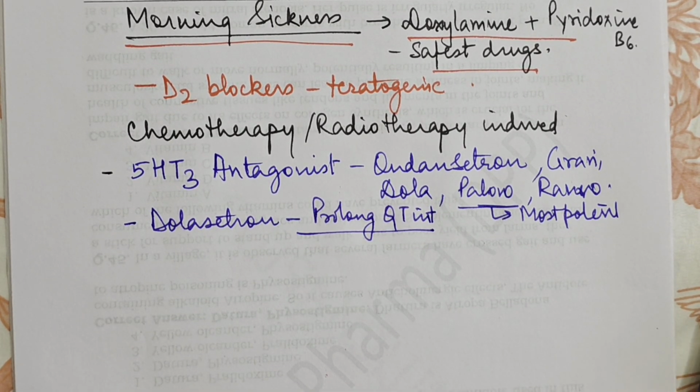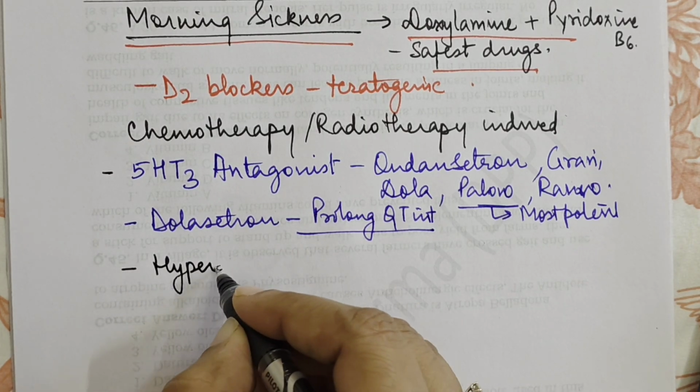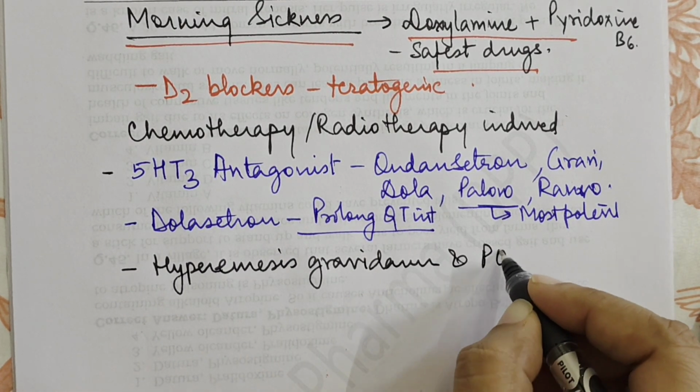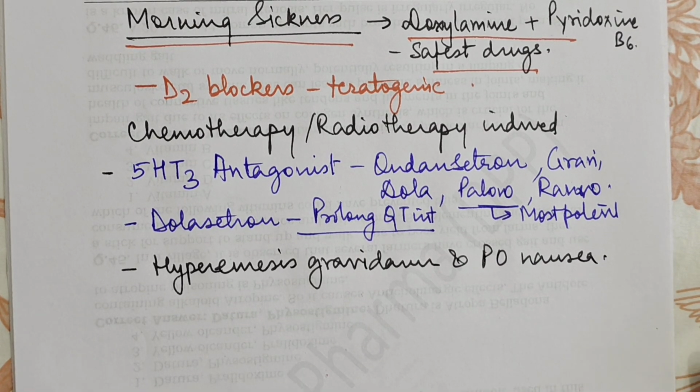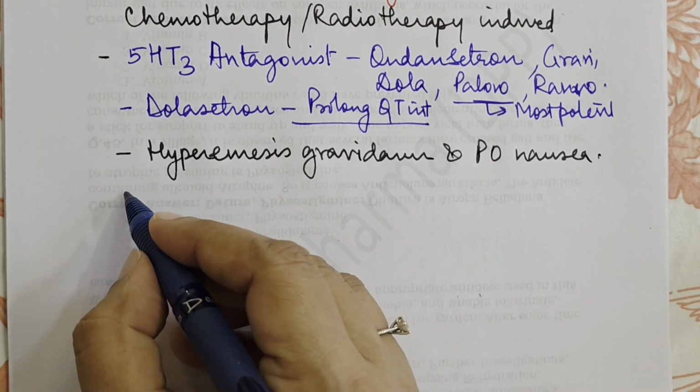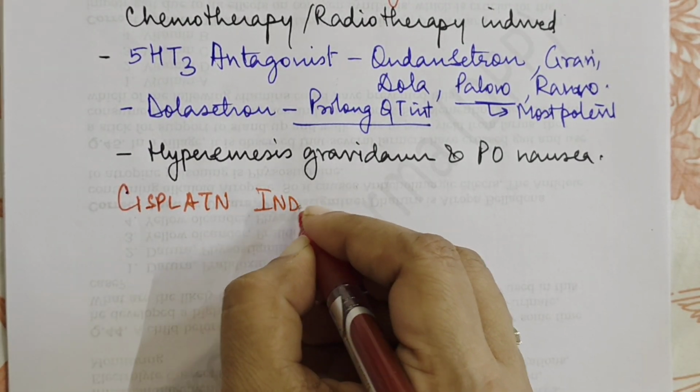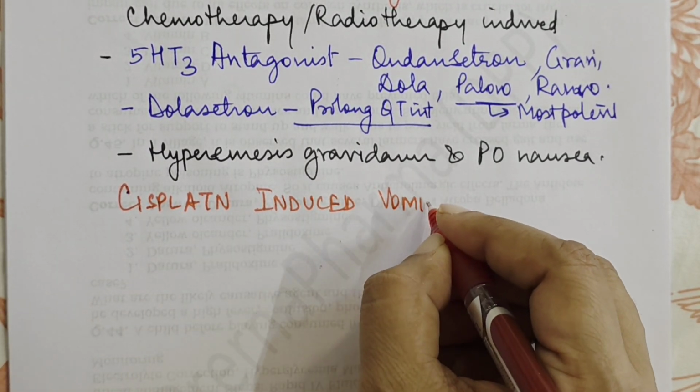Okay. Then these drugs can also be used in hyperemesis gravidarum, and they can also be used in post-operative nausea. So ondansetron and these drugs can be used there also. Then we have a drug that is cisplatin. Now cisplatin induced vomiting, a lot of questions are asked on this. A lot of questions are asked on this cisplatin induced vomiting.